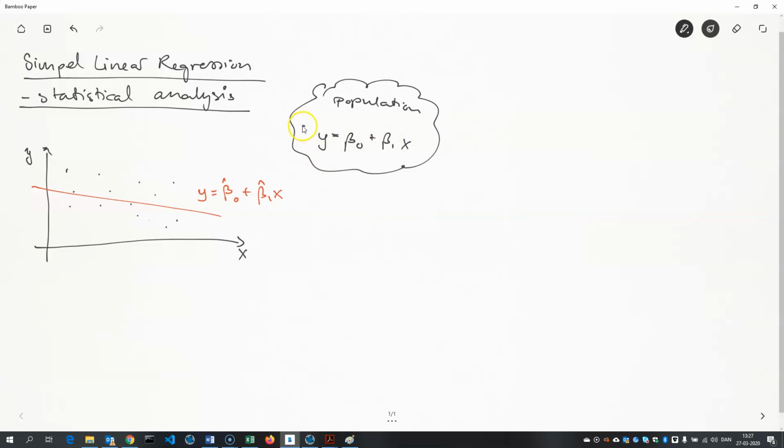So what we do is that we take a sample, and the sample is these data points here, x and y values, and then we compute from those values our best guess of a linear model, so that beta naught hat is an estimate of the true beta naught, that is the intercept with the y-axis, and beta 1 hat estimates the true beta 1, the slope.